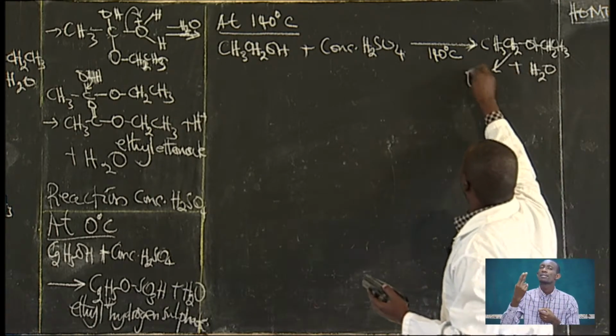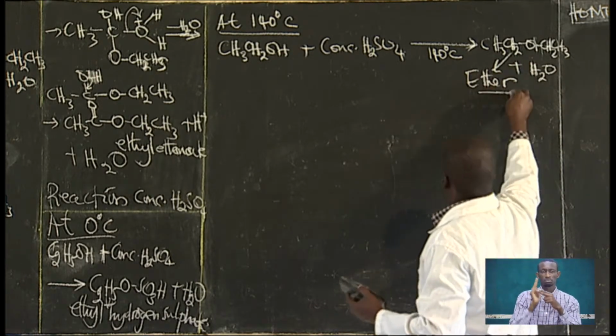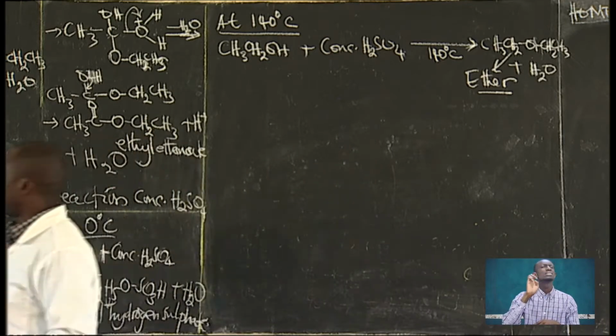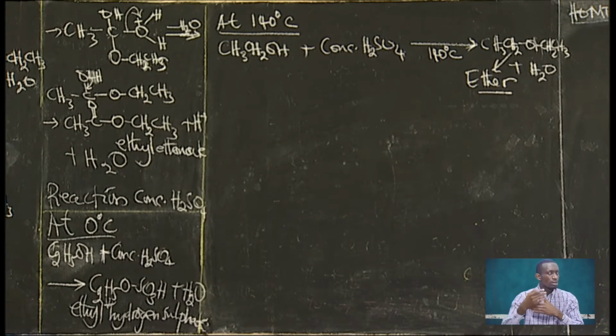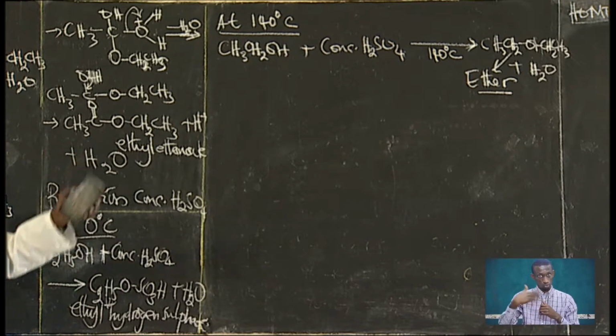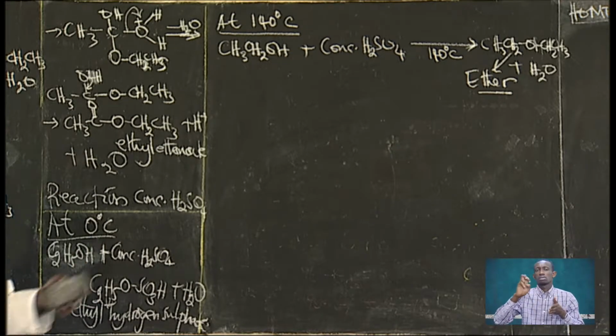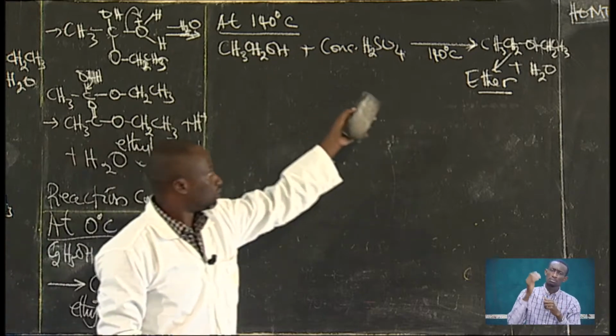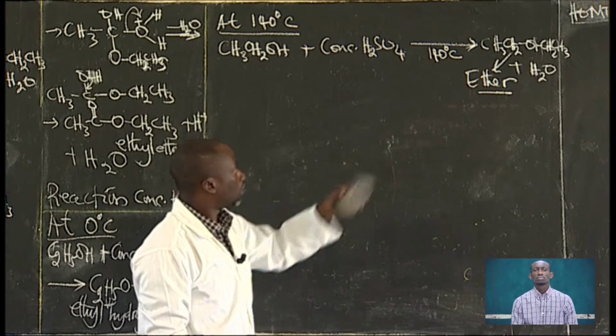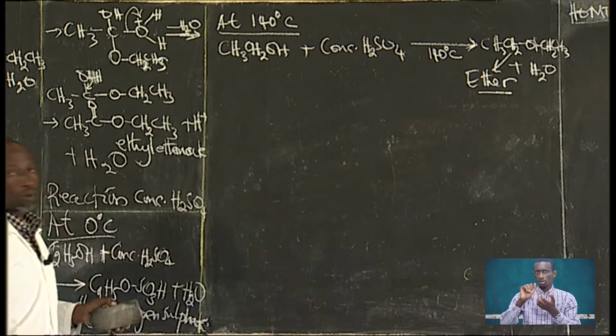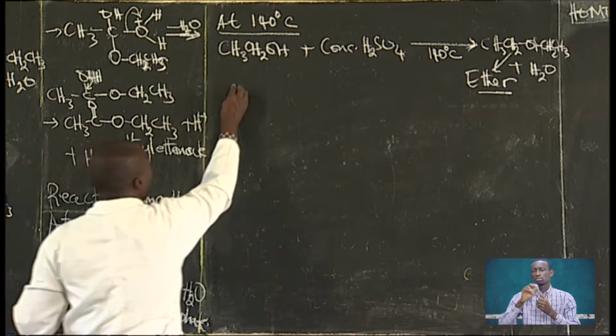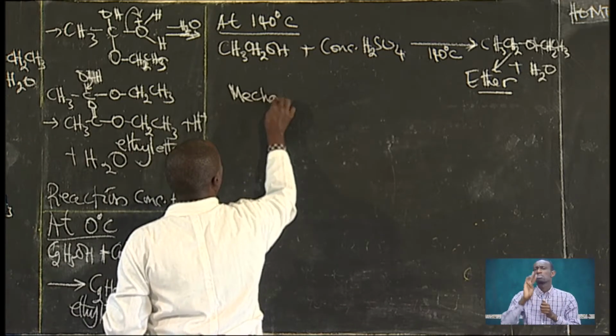This is an ether. Remember, at a later time, we'll have to talk about alcohols and ethers. We are talking about alcohols right now, but later on, we'll have to talk about ethers. And that is one of the reactions that produce ethers. Concentrated sulfuric acid with the alcohol at 140 degrees produces ethers. Let's look at the mechanism for this reaction.